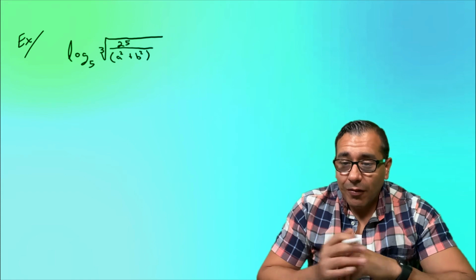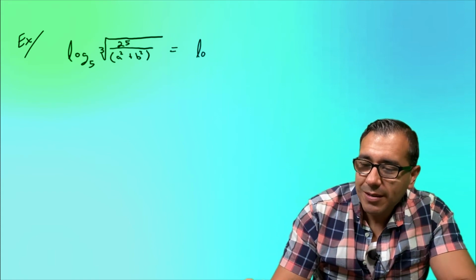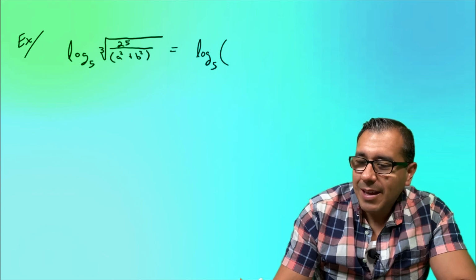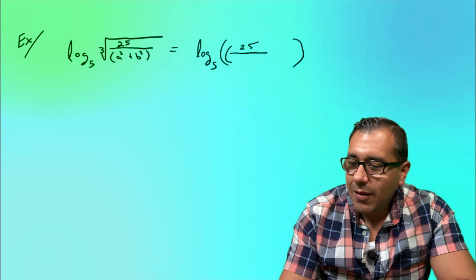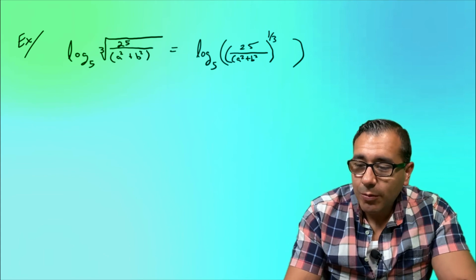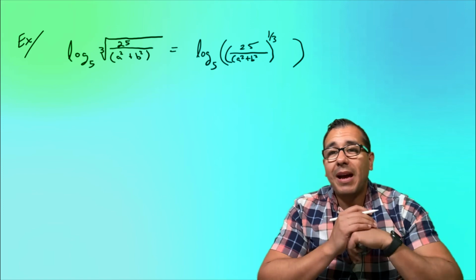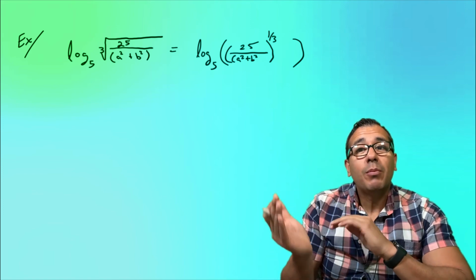All right, so first of all, let me use some algebra. According to my algebraic properties, this is the same thing as having, let's put parentheses here, 25 divided by a squared plus b squared, and that whole thing is now raised to the 1/3 power, because when you take the cube root, that's the same thing as raising it to the 1/3 power. So what I might want to do is bring that 1/3 to the front.